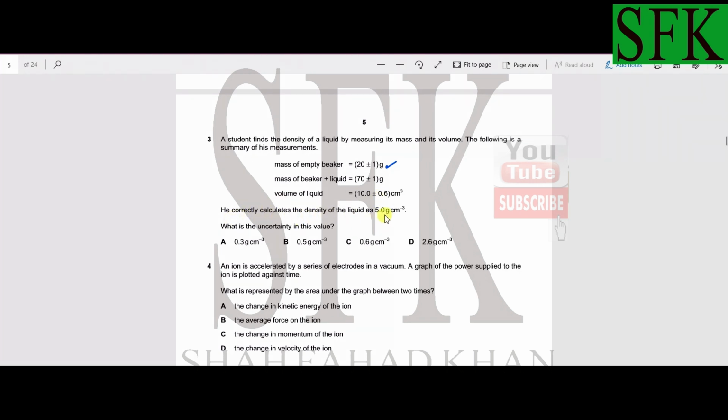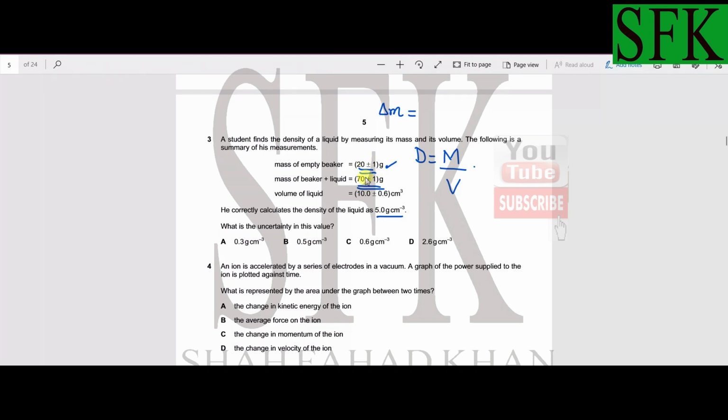He correctly calculates the density to be 5 grams per cm cubed. What is the uncertainty in this value? What is the uncertainty in the value of the density? By the basic definition, density equals mass upon volume, mass per unit volume. First of all, let's calculate the mass of the liquid. To calculate the mass of the liquid, you have to subtract this mass, which is given below, and this mass.